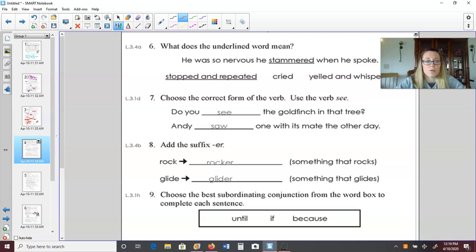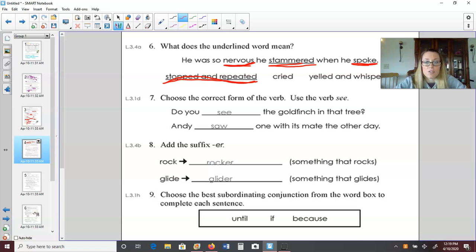He was so nervous, he stammered when he spoke. Stammered. Well, some key words in here are being nervous and speaking, or past tense spoke. If you're nervous and you're talking, what might happen? Well, it might mean that you stopped and repeated what you were saying. Okay, not cried or yelled or whispered, but you stopped and repeated. You kind of just couldn't get out the words.